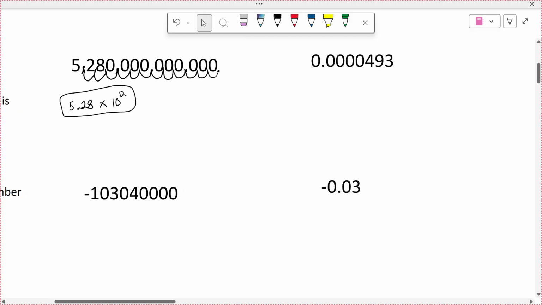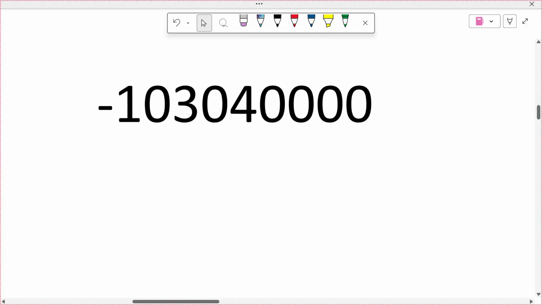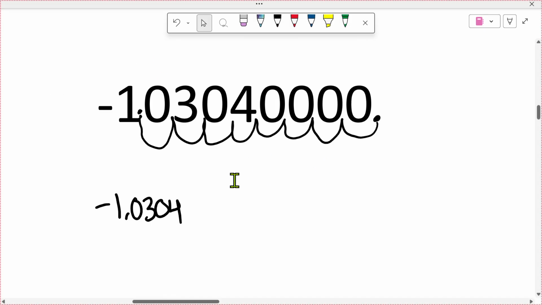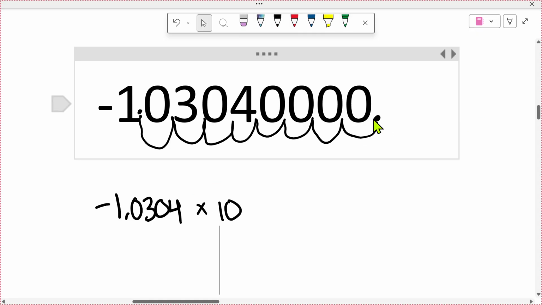Okay, let's do another one real fast. Over here, again, I would drop off my decimal. I'm going to move it until I have a number between 1 and 10. So right here I would have like 10.3. Right here I have 1.03. So I'm going to write down negative 1.0304. And then again, I'm going to write down times 10. And I'm going to count how many times I moved the decimal, because each time I move the decimal represents a times 10. So 1, 2, 3, 4, 5, 6, 7, 8.